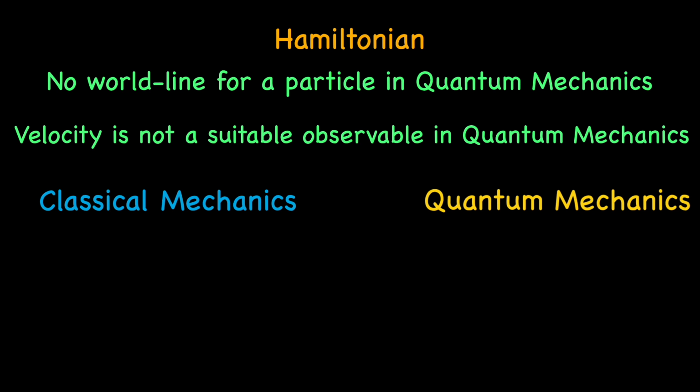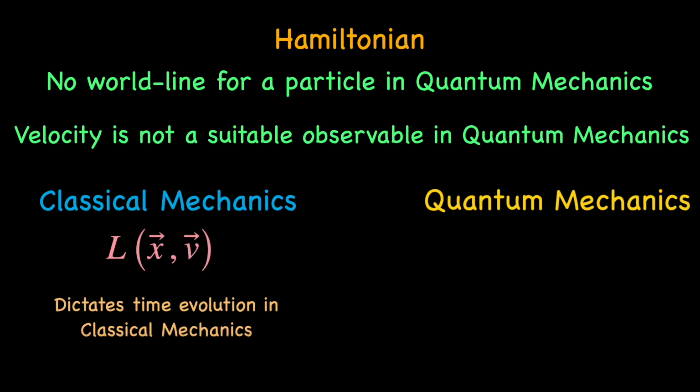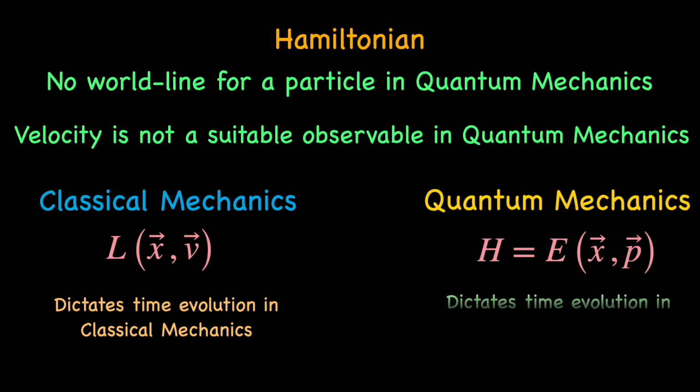That's why in most basic texts of quantum mechanics, you won't even see the Lagrangian of a system, which is a function of position and velocity. Rather, you will see the Hamiltonian. It is nothing but the energy of the system, but expressed not as a function of position and velocity, but as a function of position and momentum. And it plays a crucial role in computing the time evolution of a quantum mechanical system.